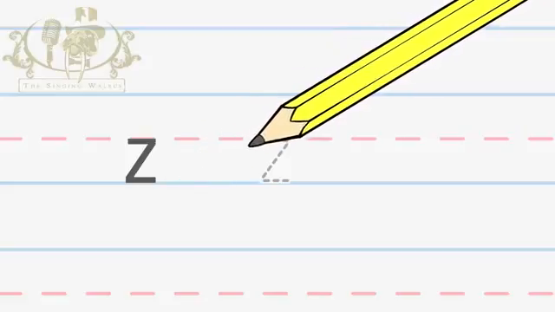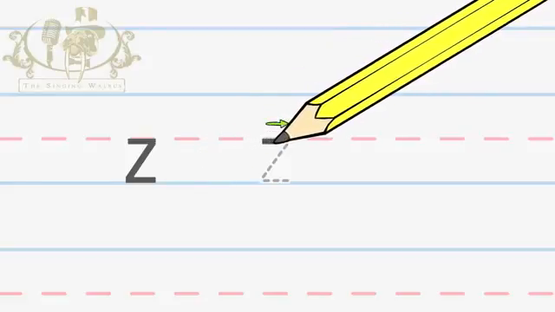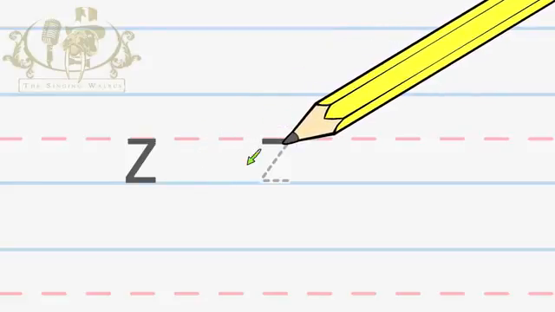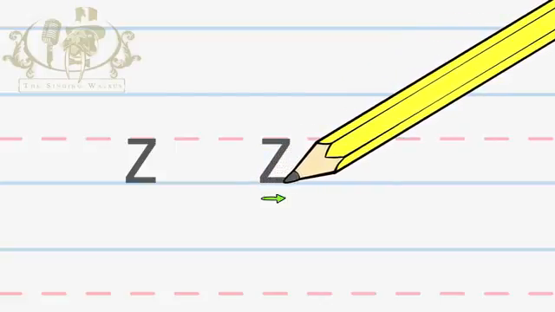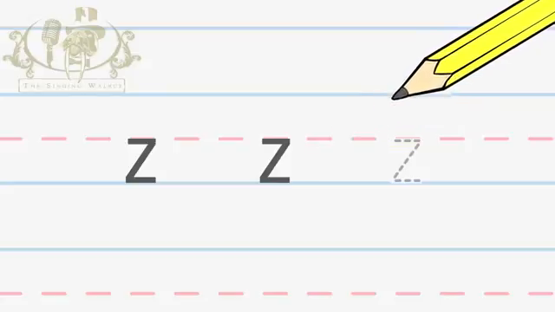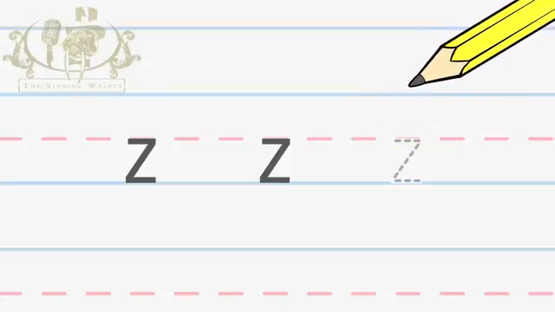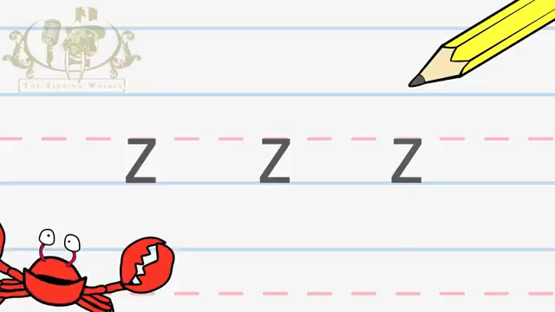Let's try that again. Across to the right, down to the left, across to the right. Now you try. Now, check if you did it right. Well done! Now you know how to write the letter Z.